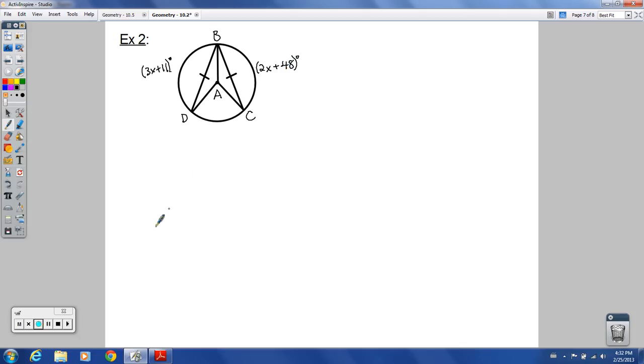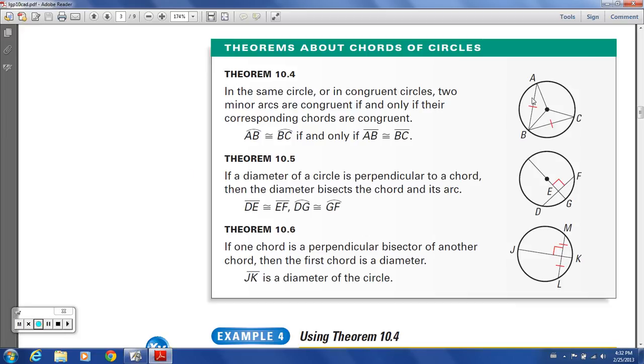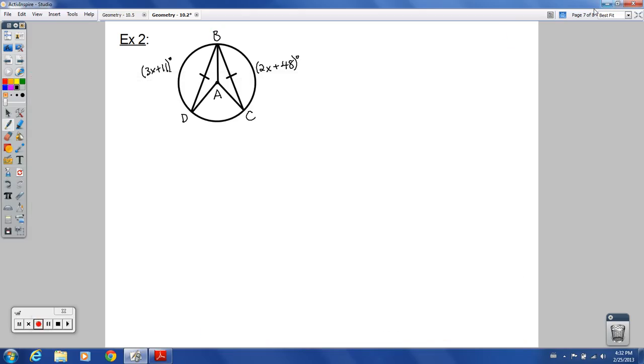If I go back to the theorems I was just looking at, it looks like this one. If I have chords that are congruent, that means their arcs are going to match up. You can also say if the arcs match up, the chords are congruent. It's an if and only if statement, so that works both ways. So using theorem 10.4 for this one, what can we say? We can say that the measure of arc BC is the same as the measure of arc BD.